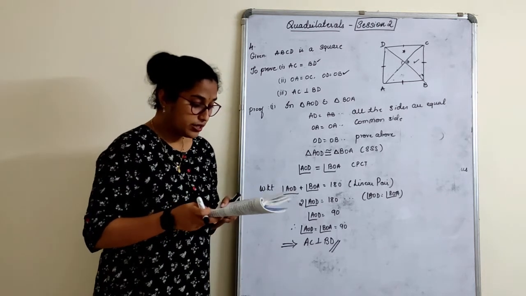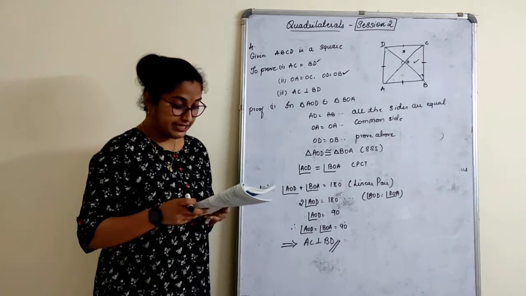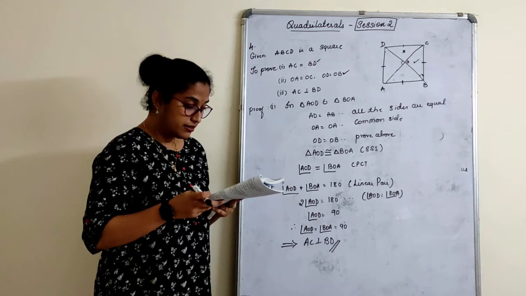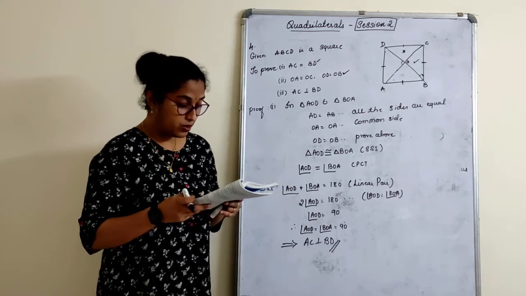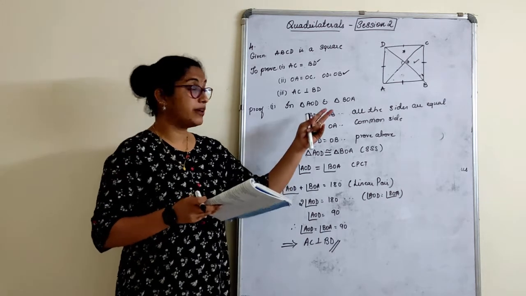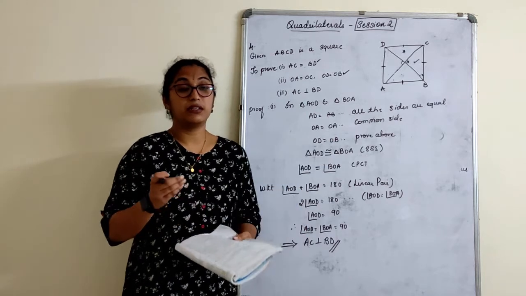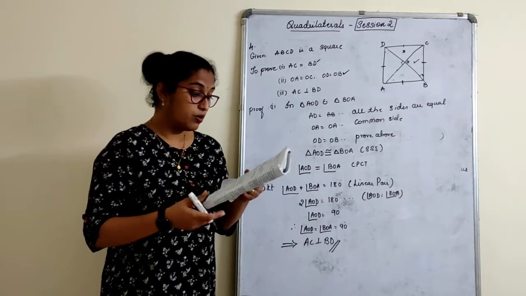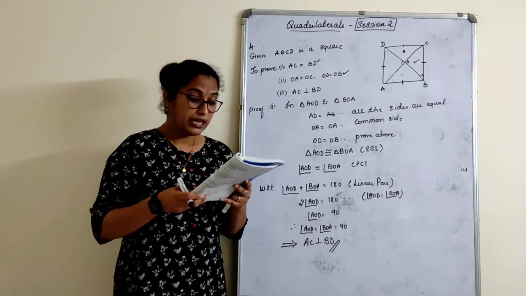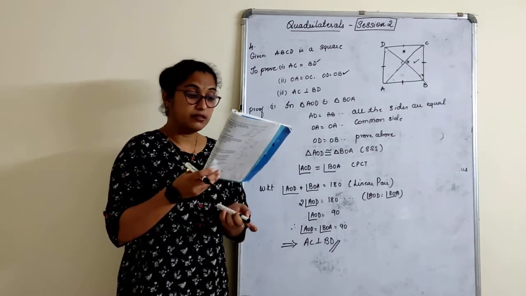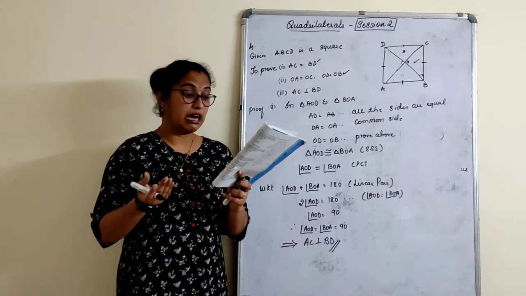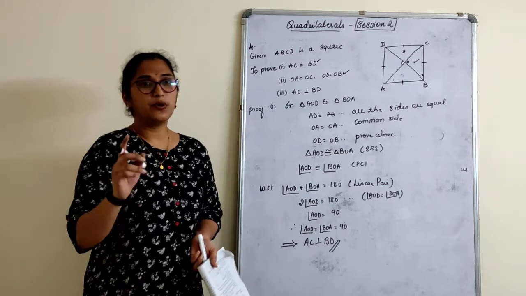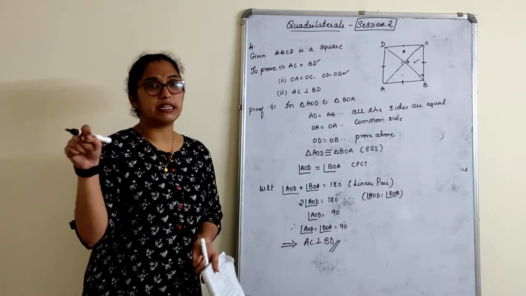Next one. Show that the diagonals of the quadrilateral are equal and bisect each other at right angles. Then it is a square. Now previously what did we prove in this one? It was a square only, but in the square we had to prove diagonals are equal and they bisect each other at 90. Now what they have given is a quadrilateral. In a quadrilateral, if the diagonals are equal and they bisect each other at right angles, then it is a square. Only thing we have to prove here is all the sides are equal.